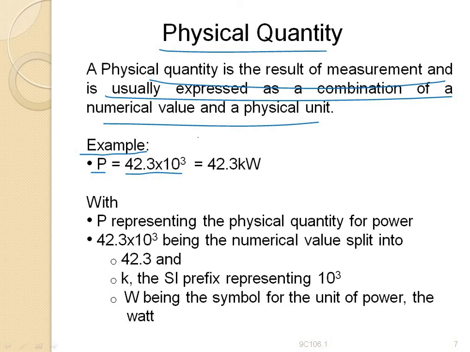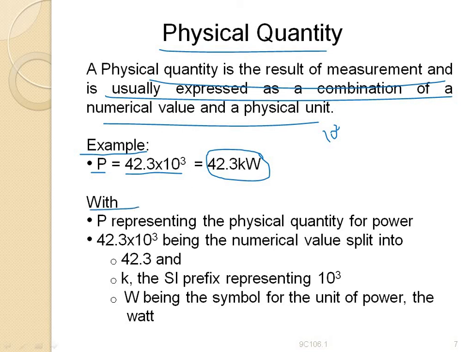If it is written 10 with 2 on top, it is 10 square, that means 10 into 10. So 10 to the power of 3 means you can write 1000 also. How much is 10 cubed? It becomes 1000. So nothing but 10 cube, P is equal to 42.3 kilowatts. It is determined as 42.3 kilowatts.